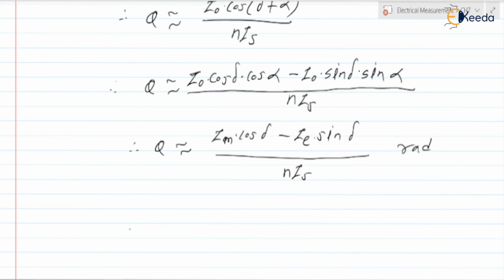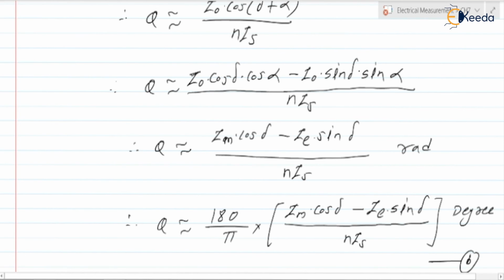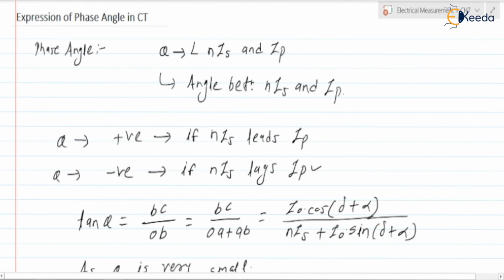If we want to convert it into degrees, we need to multiply the same expression by 180 by pi. It is Im into cos delta minus IE into sin delta, divided by N into IS. This is in degrees. Consider it as equation B. So this is the expression for the phase angle in the case of a current transformer. Okay, thank you.